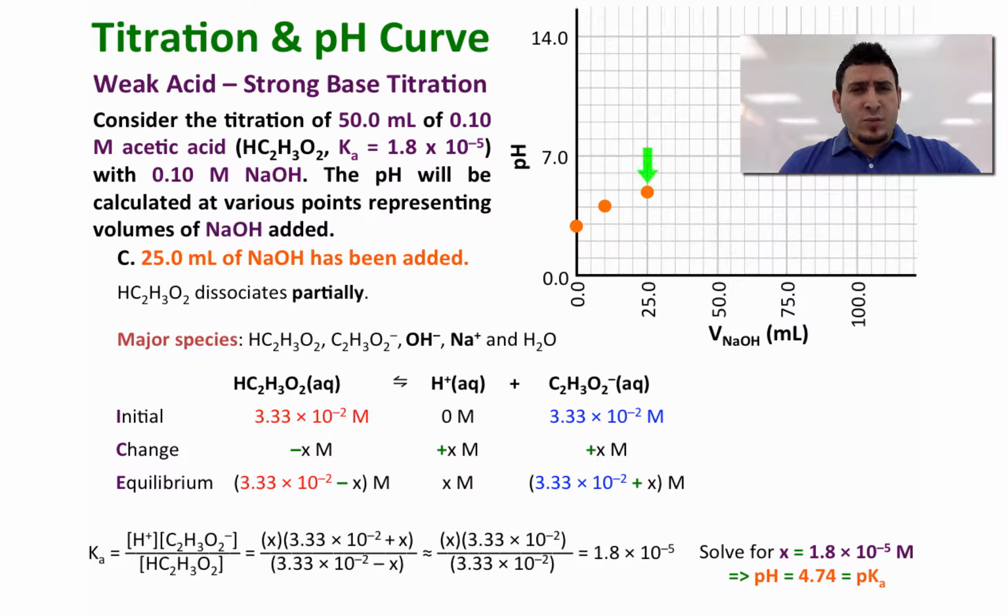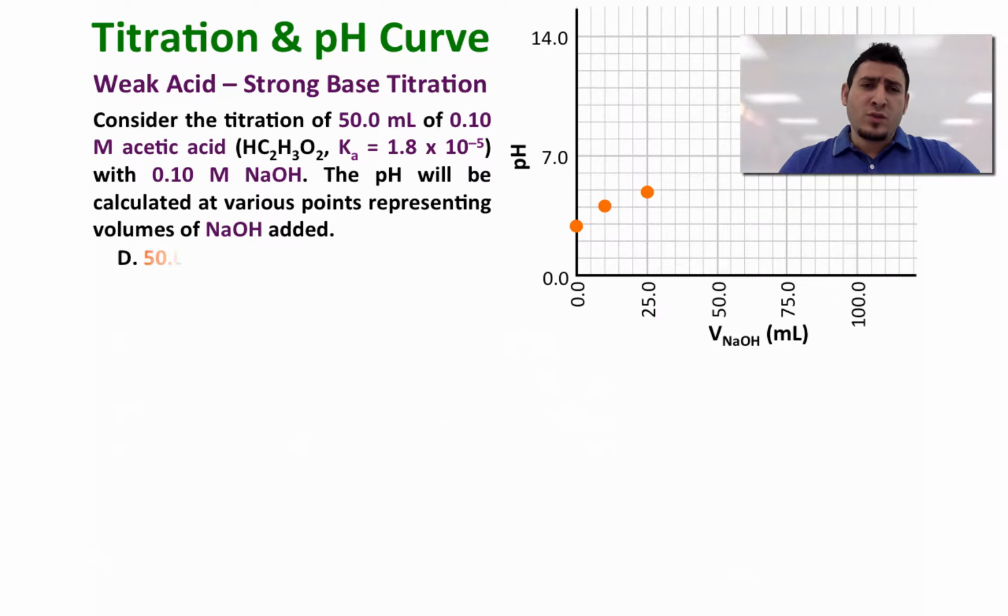This is a very important point in the titration of a weak acid by a strong base. This is where half of the acid was consumed, and this point is called the half equivalence point, and the pH in this case will be equal to the pKa. Now, if we add more sodium hydroxide, we add 50 milliliter.